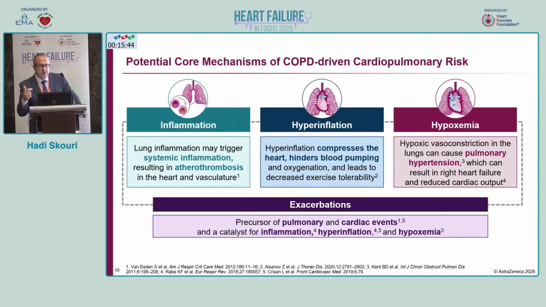Lung inflammation in COPD can trigger systemic inflammation that leads to atherothrombosis and progression of even heart failure, hypertension, arrhythmias, etc. Hyperinflation in COPD can cause problems in blood pumping, as well as hypoxemia, and can cause vasoconstriction and pulmonary hypertension that lead to right heart failure. So precursors of pulmonary and cardiac events can be inflammation, hyperinflation, and hypoxemia.